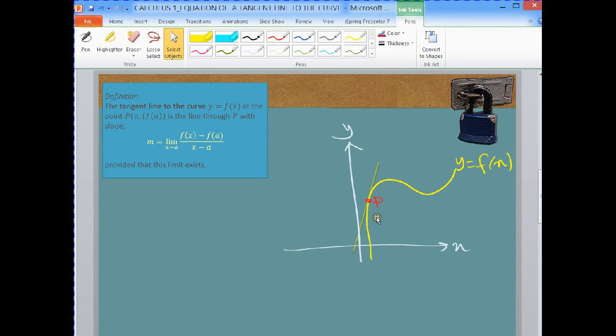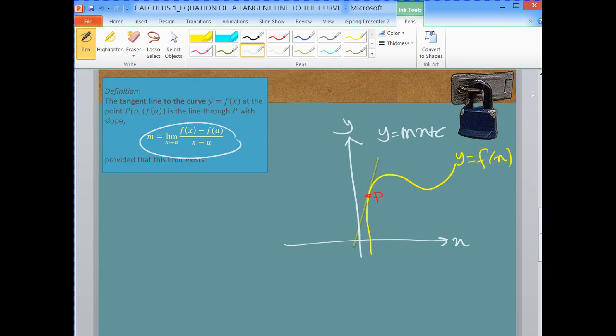Now, after we have the tangent line, we need to find the equation of this line. Remember that a tangent line is a straight line, so the equation must be something like this: y = mx + c. Thus we need to find what m is at point P, and we know that m is the slope, and by the definition that we have learned before, we can compute m by using this formula. Okay, now let's try to do the following example.